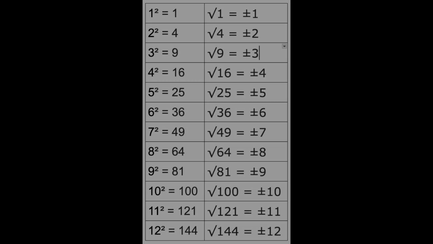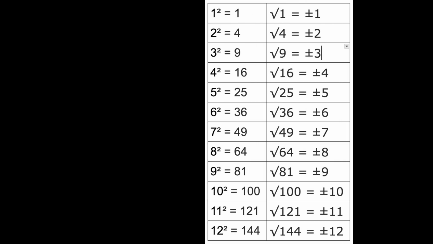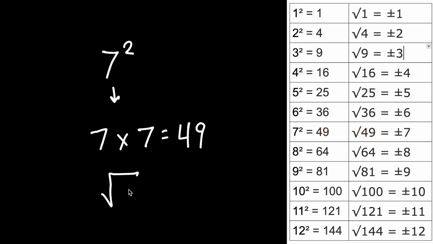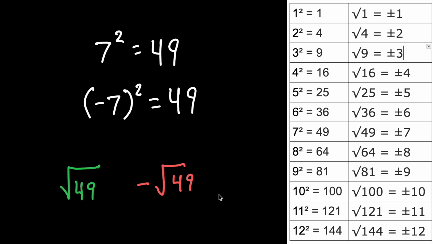Before we start, it can be incredibly useful to have all of your perfect squares memorized up to 12. For example, if you know that 7 squared, or 7 times 7, equals 49, then you can quickly recognize that the square root of 49 must be 7. However, note that 7 squared and negative 7 squared both equal positive 49, so it's important to determine if the question is asking for the positive square root, negative square root, or both.